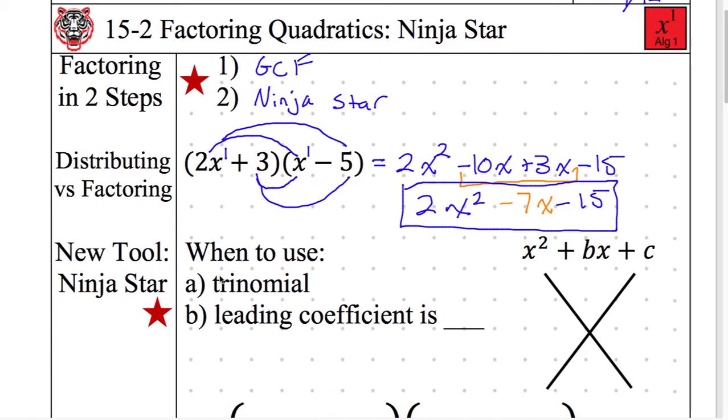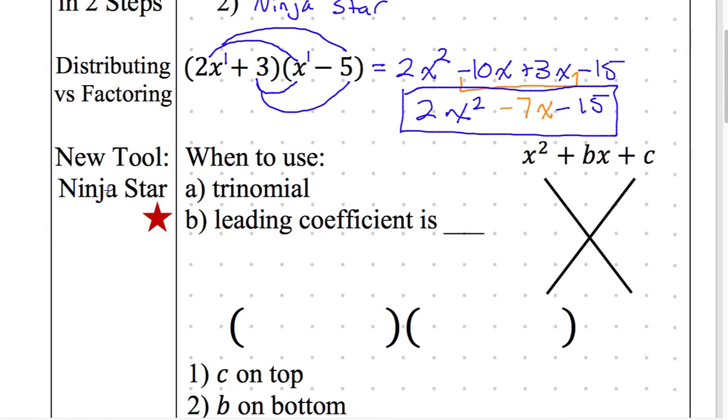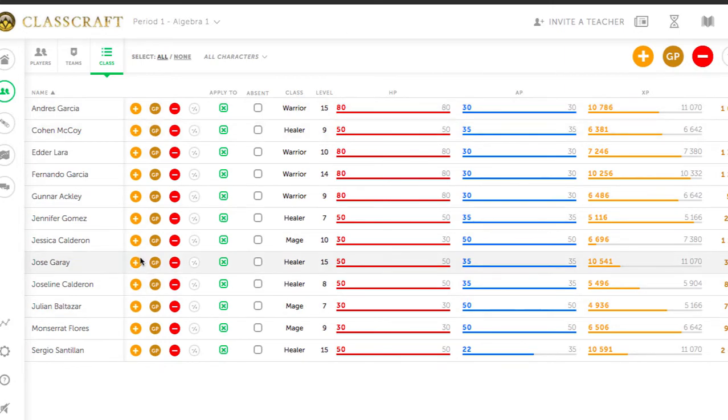Remember, factoring means I'm going backwards. Distributing forwards, factoring backwards. So how do I go backwards? It's the Ninja Star. So when am I going to use a Ninja Star? It's usually whenever I have a trinomial. Someone give me the definition of trinomial with a quiet raised hand. What is a trinomial? Only 4 people know trinomial. 5 people know. Jose. Isn't it like three terms, I hope. Yeah, it's 3 terms. Write it down. It's 3 terms. Yeah, thank you, Jose.